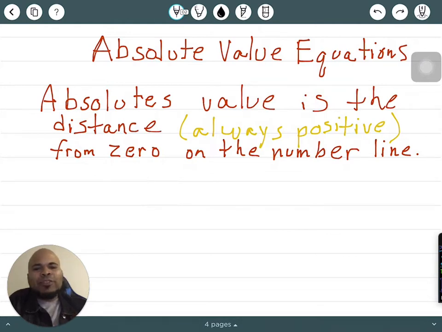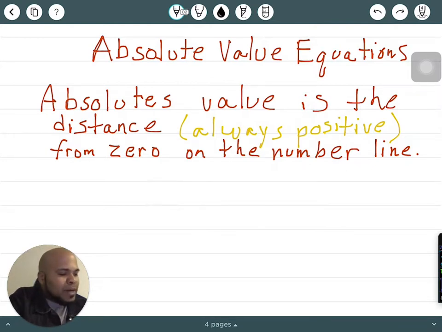And today we're going to talk about absolute value equations. So let's get started. This is our first class. This is for A1. So here we go. Let's keep it positive. Absolute value is the distance, and it's always positive, from zero on the number line.